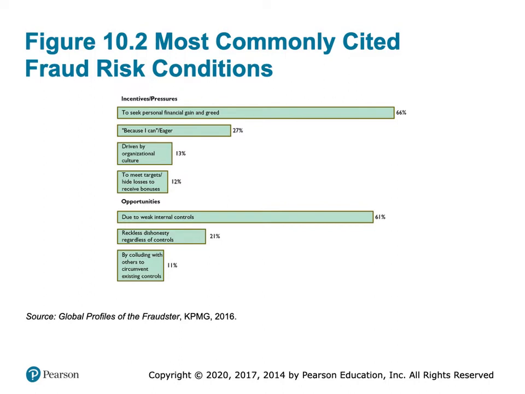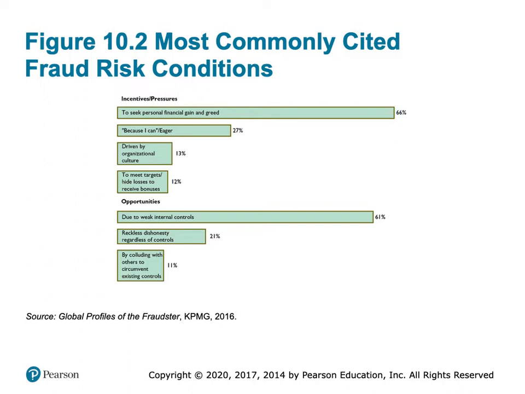So personal gain and greed are by far the places where you're going to have the most risk of fraud. And opportunity is usually where there's weak internal controls. Again, like we said, charitable organizations have weak internal controls. Therefore, they're more susceptible to fraud.